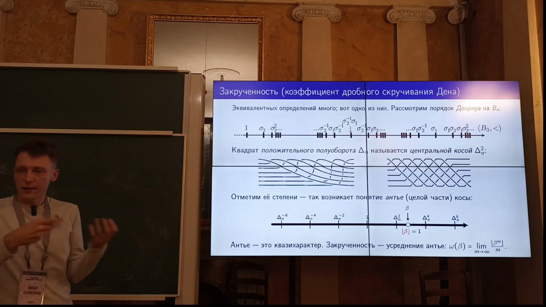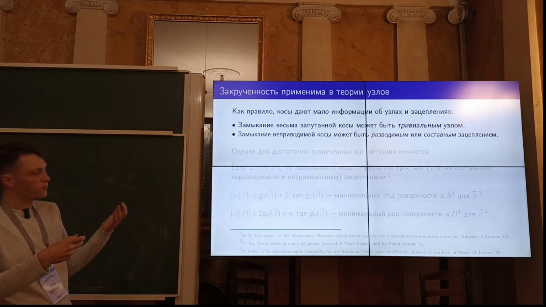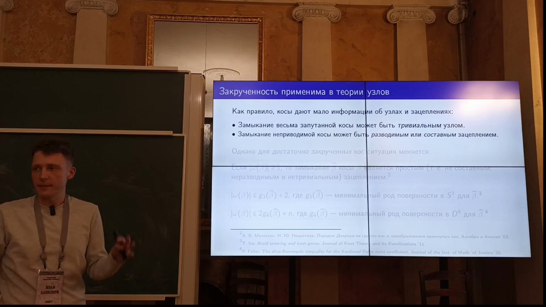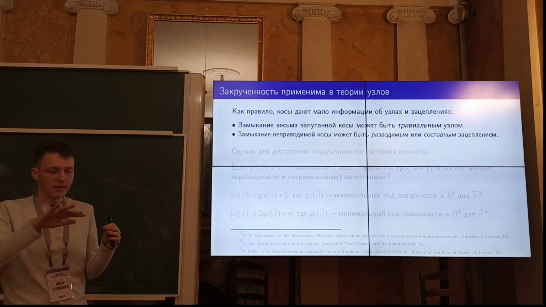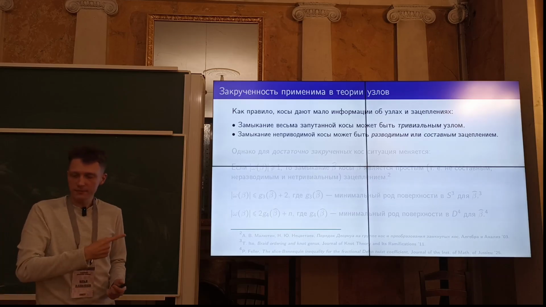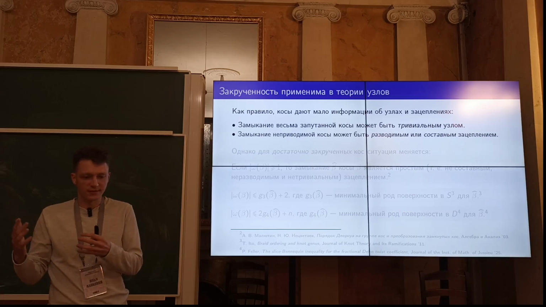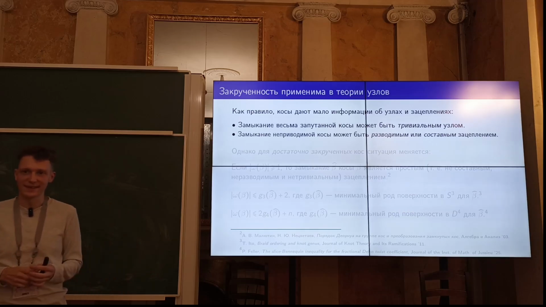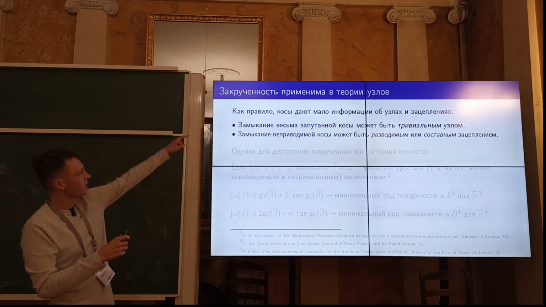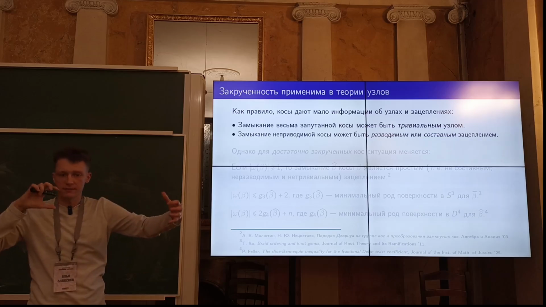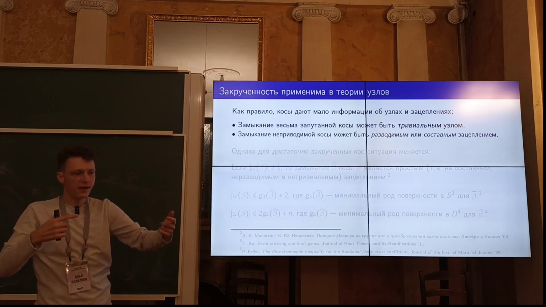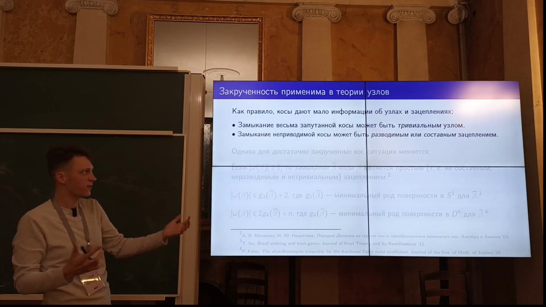Okay, now I'll go to the part where I explain three types of anomalies in the connection between knots and braids, and how the twist number allows us to evade these anomalies. So the first type of phenomenon is that the closure of a complex braid may actually be a trivial knot.